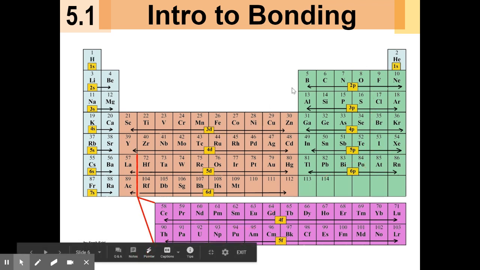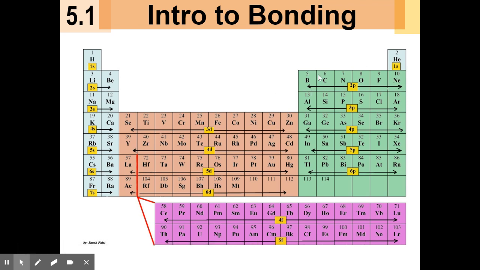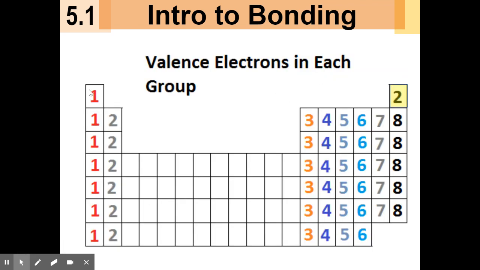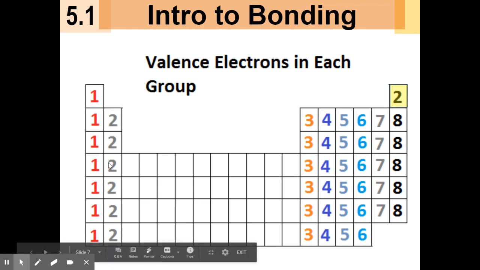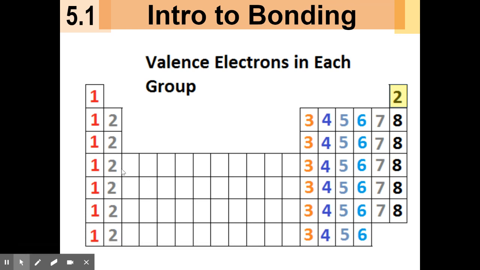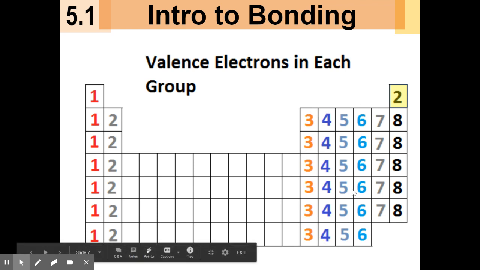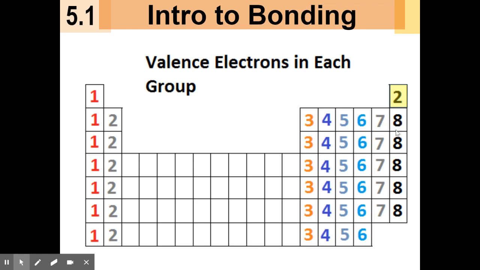But that's just these guys, okay? Different columns have different numbers of valence electrons. So for example, column 1, everything in column 1 has 1 outer electron. Everything in column 2 has 2 outer electrons. Skip this middle portion, that's 10 atoms wide, all right? Column 13, everything here has 3 outer electrons. 4, 5, 6, 7. Column 18 has 8 outer electrons, except for helium, which only has 2.